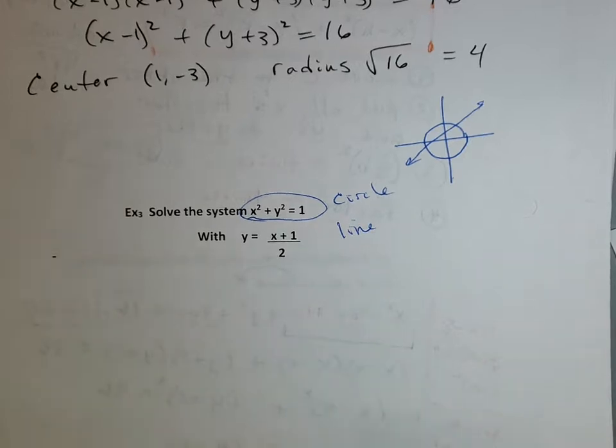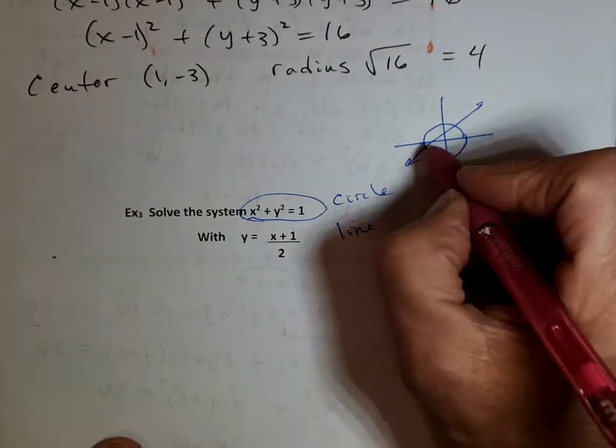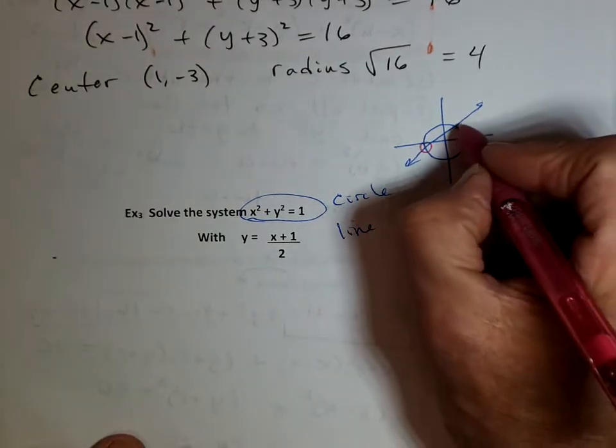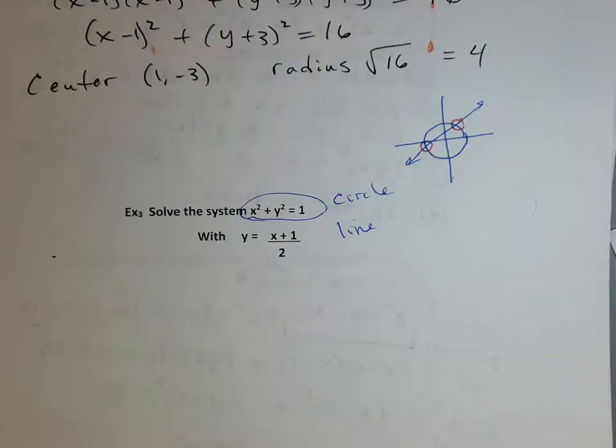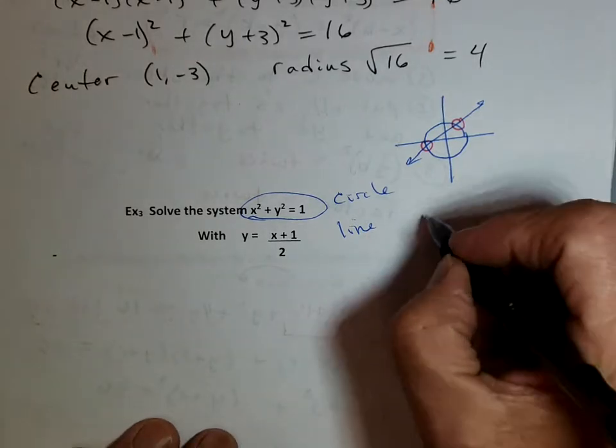All right, what I need to do then to solve it is I need to find this point and this point, because they intersect in 2 points. You guys can see that? So how do I find those 2 points? Well, I'm going to go back and do a little bit of algebra. I'm going to do substitution, okay? I'm going to use substitution.